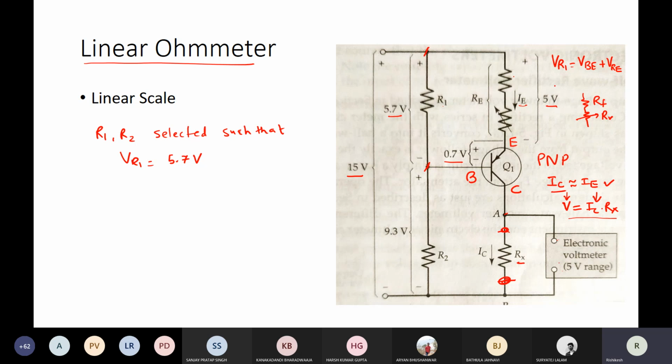Right now, by choosing the value of Re appropriately, we can choose the value of current IC. Okay, that's why this is kept as variable resistance. See, this voltmeter range is fixed. That means it can measure only from 0 to 5 volts, isn't it? So if I choose Re, let's say if I choose Re as 1 kilo ohm, what will be the current flowing through the unknown resistance?